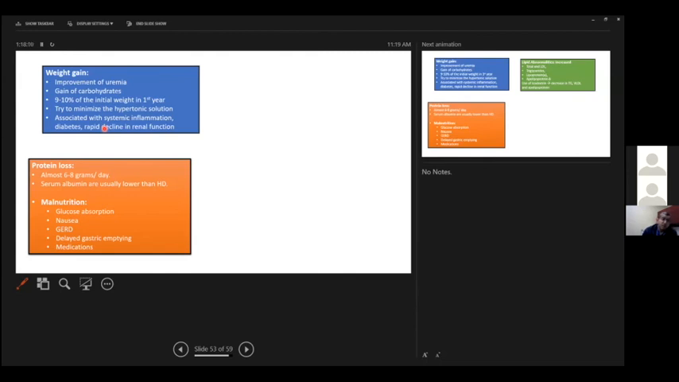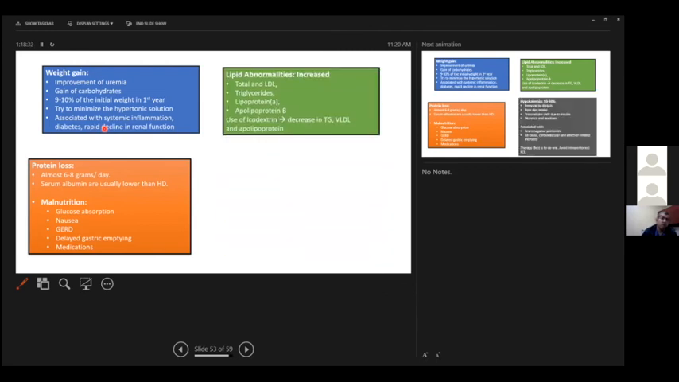How can you get malnourished? If you get glucose absorption from the PD, it can cause the glucose levels to go up, and the patient may feel nausea. They may get reflux and delayed gastric emptying, and medications like sevelamer, calcium carbonate, or calcium acetate that we give for phosphate binding give rise to anorexia and nausea, and that causes malnutrition. What about lipids? Because the glucose gets absorbed and formed into triglycerides and then LDL, you always get hypertriglyceridemia. What has been shown is to try to avoid high glucose tonicity by using icodextrin, because that is associated with less triglycerides, VLDL, and apolipoproteins.